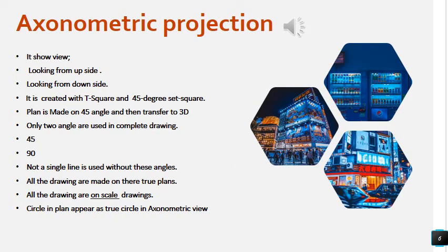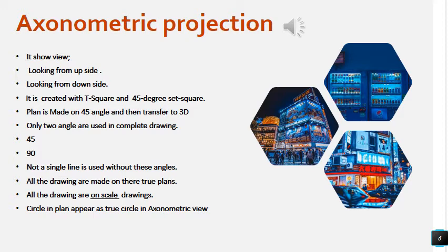discussed the rules of the three basic projections. Now this is the axonometric projection, and we discuss this type of projection. It shows the view looking from the upside and looking from the downside. Basically, axonometric projection shows the view without perspective, so things do not get smaller at the back and larger at the front. It does not show that. It shows the complete size of the thing at the front and at the back.